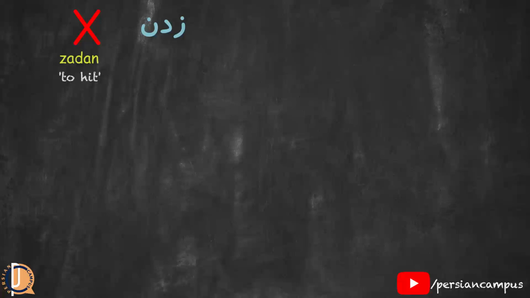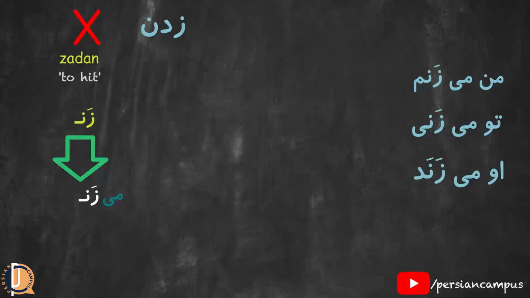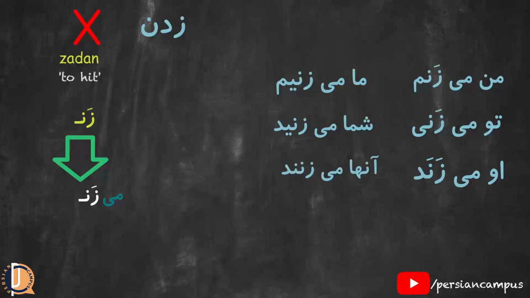The irregular present stem that must be learned is زن. Now add می to the beginning and conjugate it. من میزنم، تو میزنی، او میزند. ما میزنیم، شما میزنید، آنها میزنند.